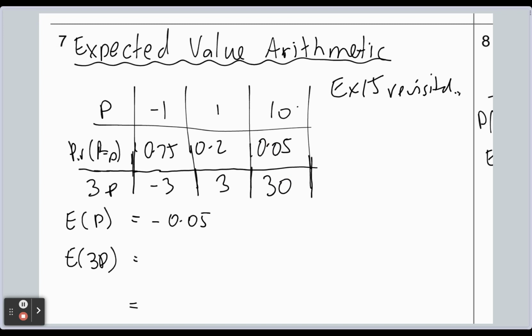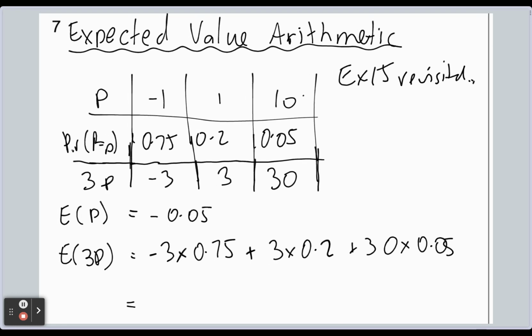So we're going to have negative 3 multiplied by 0.75, plus 3 multiplied by 0.2, plus 30 multiplied by 0.05. I encourage you to pause the video and do the calculation for yourself so that you can get the answer. Okay, if you did that, you would have got a final calculation of minus 0.15.